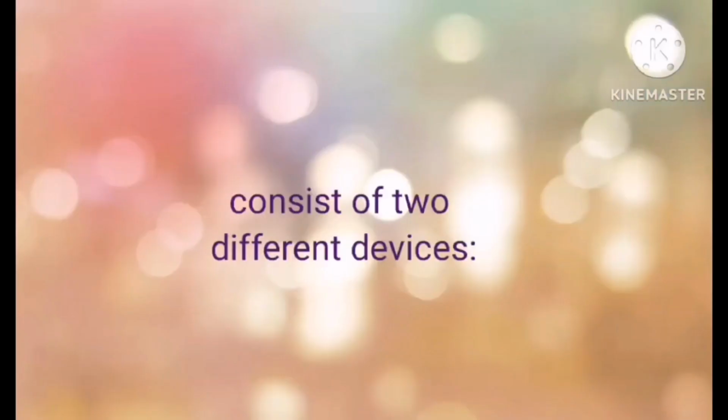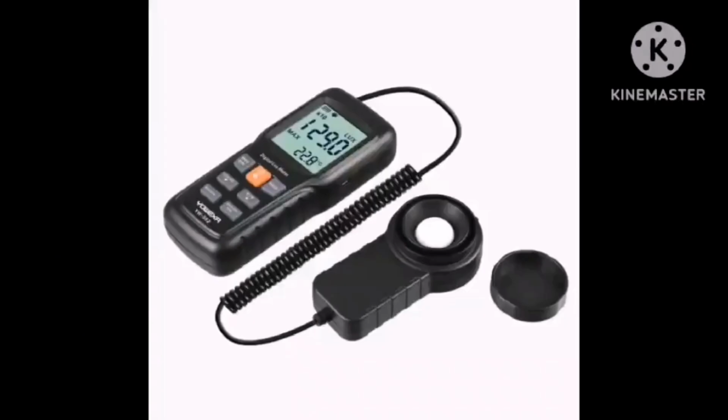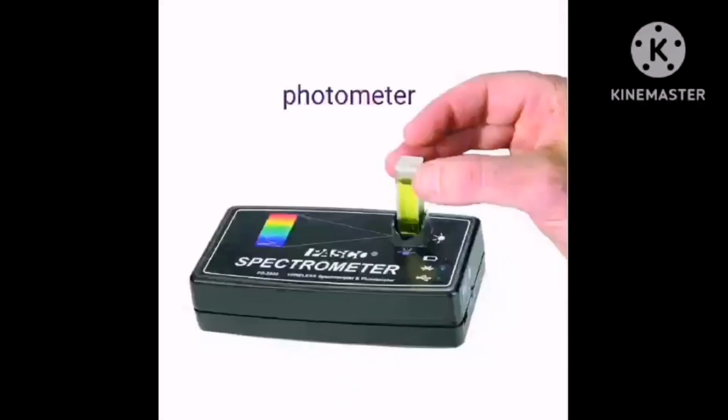A spectrophotometer consists of two different devices. One is the spectrometer, which emits the light of the desired wavelength, and the other is the photometer, which detects the amount of light absorbed by the solution.